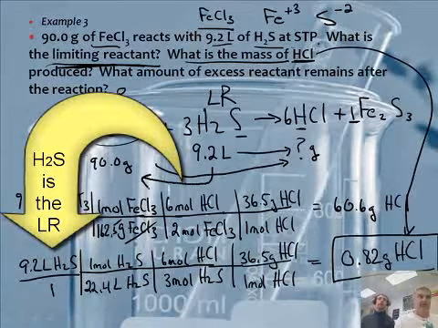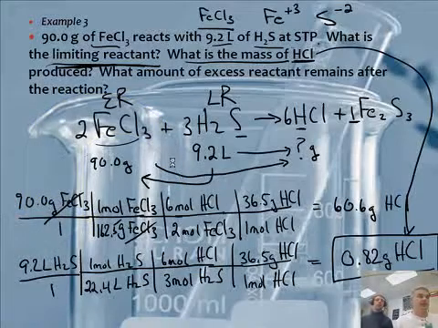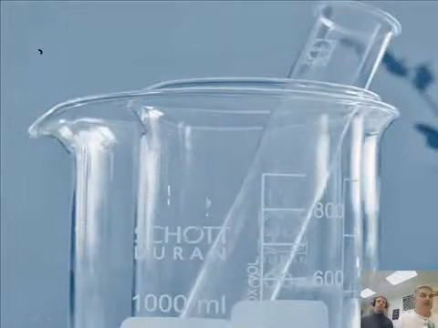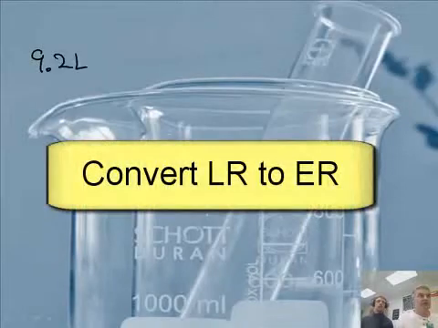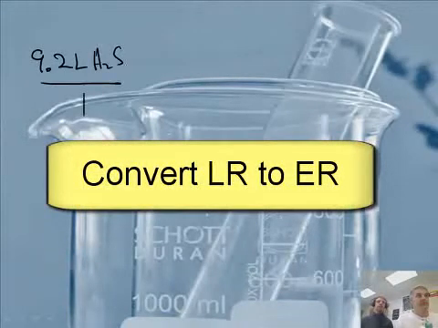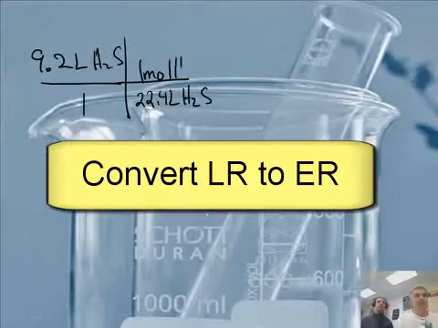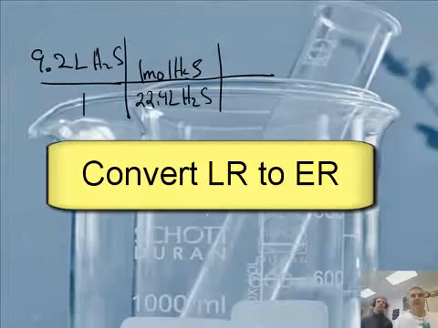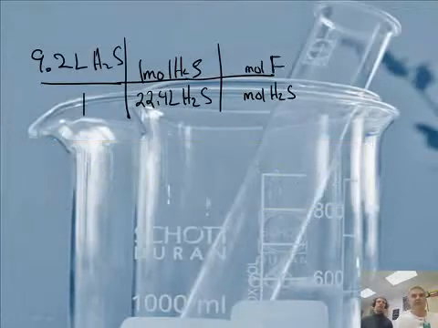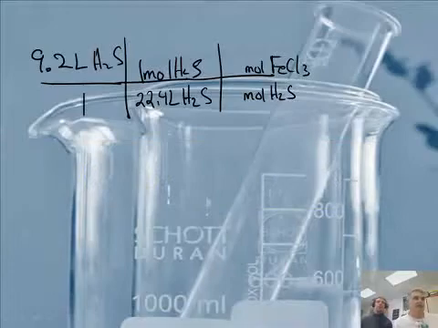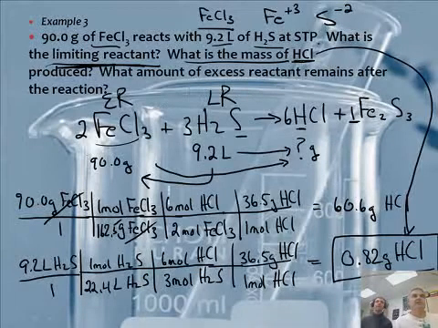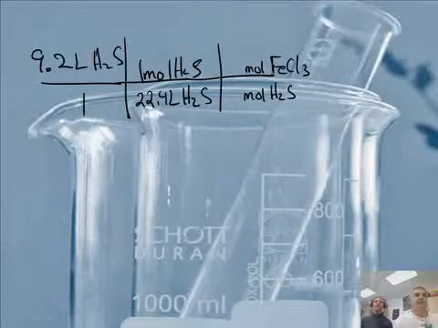So we're going to have to convert liters of this to grams of this. All right, let's get a blank screen because we need more space. 9.2 liters of H2S over 1 times 22.4 liters of H2S on the bottom to 1 mole of H2S. And then we're going to say moles of H2S to moles of FeCl3. Do you remember what the ratio was? It was 2 FeCl3 to 3 H2S.